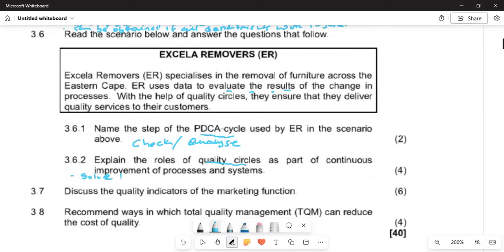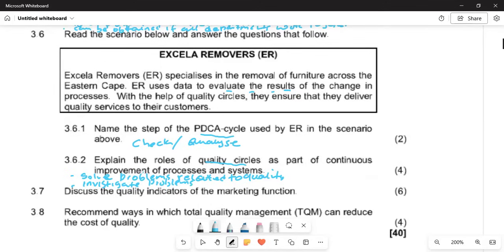Solve problems related to quality and implement improvements. And also implement what? Improvements. They also investigate what? Problems.